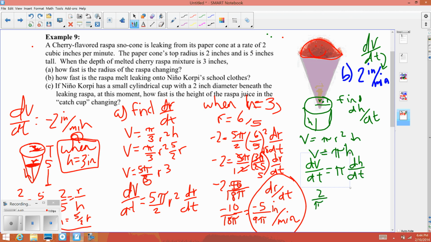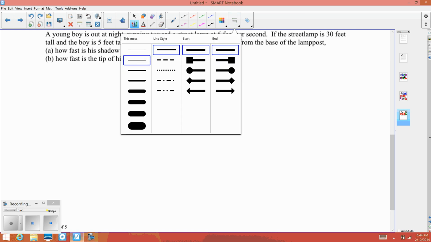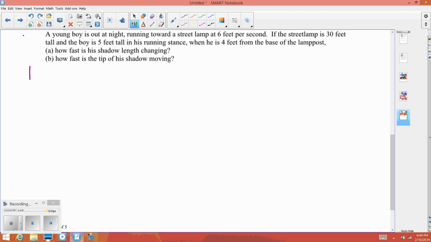2 over pi inches cubed per minute would end up being dH/dt in my case. All right, so that's not too bad of a problem, and we have a couple different shapes, a couple different variables here. And this one is one that I see a lot of people make mistakes with, even though it's not too tough. It's just the idea behind it, how to set it up. Once you know how to set these up, they're all very similar, and you should be able to figure it out. All right, so street lamp.